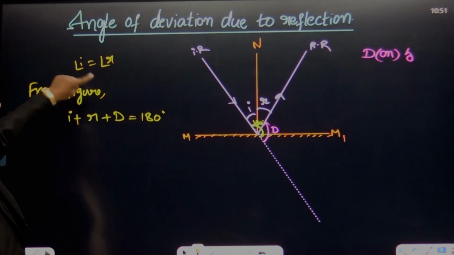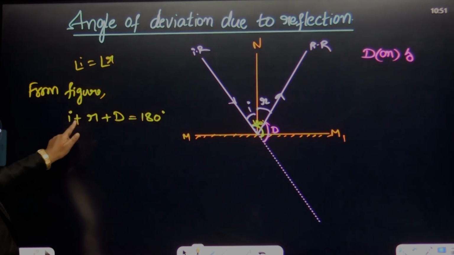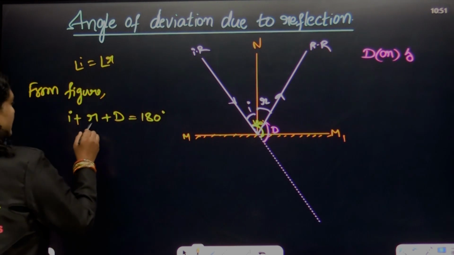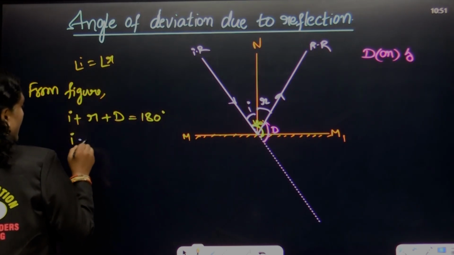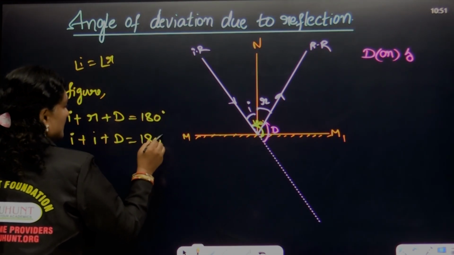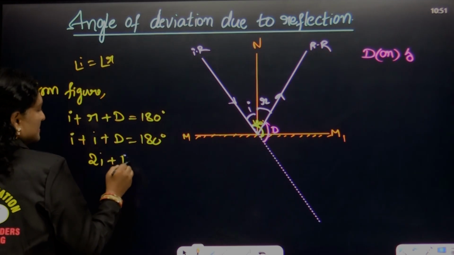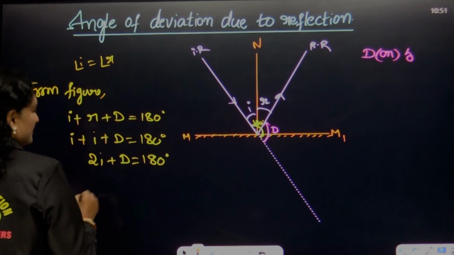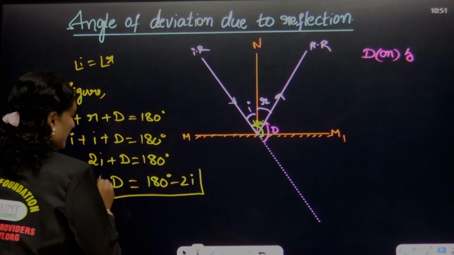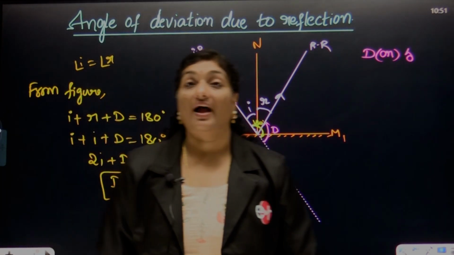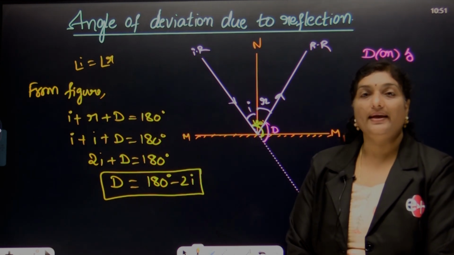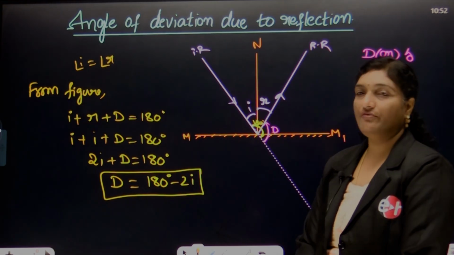But as we know that angle I is equal to angle R, wherever we find R, let us replace it with I. So, replacing R with I, we have I plus I plus D equal to 180 degrees, or 2I plus D is equal to 180 degrees. Hence, D must be equal to 180 minus 2I. So, this is the value of the angle of deviation. Hence, the angle of deviation is found to be 180 minus 2 times the angle of incidence.